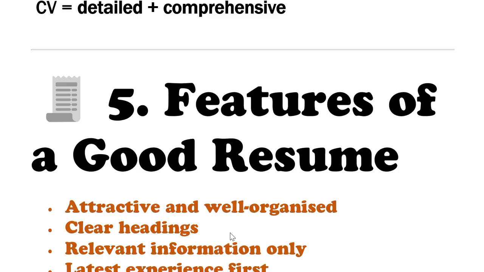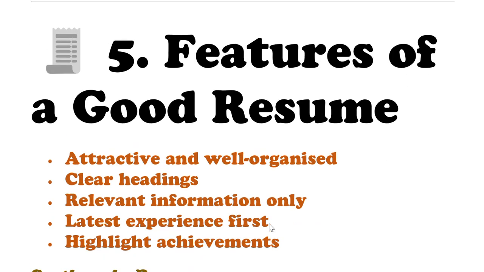And relevant information is to be there. Only relevant information. No additional details or additional explanations are needed in a resume, because it is a brief thing, as we already learned. And the latest experience you have to show first. That is the chronological order. That is very important. And highlight your achievements also in a resume. These are the 5 features of a good resume.